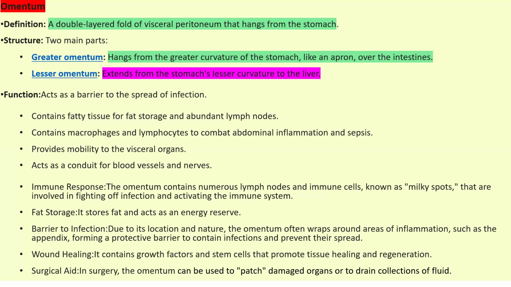It also helps as a surgical aid in surgery. The omentum can be used to patch a damaged organ or to drain a collection of fluids. So, a very important function. It also helps in the immune response.